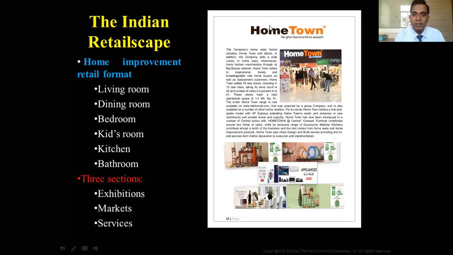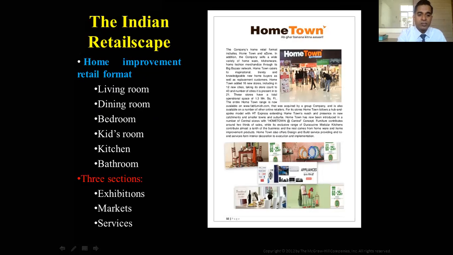I am not aware how many stores there are, or what the success rate is. But Hometown is again from Future Retail. You can see the symbol here, a flying bird. This is a large format store with clean and very attractive decorative departments like the living room, with products like curtains and sofas; the dining room, with dining tables and chairs; the bedroom, with beds, bedspreads, blankets, curtains, night lamps; and the kids room, kitchen, and bathroom. Anything you need is divided into separate departments.